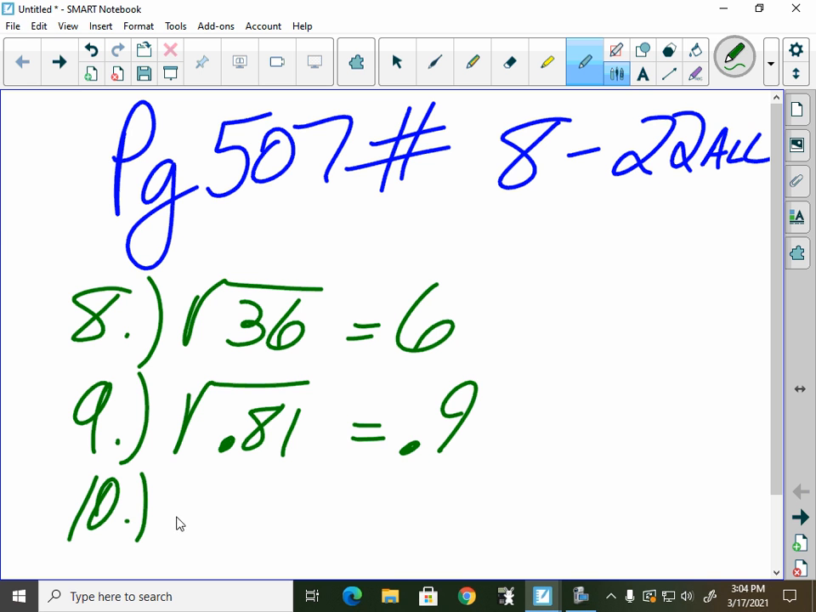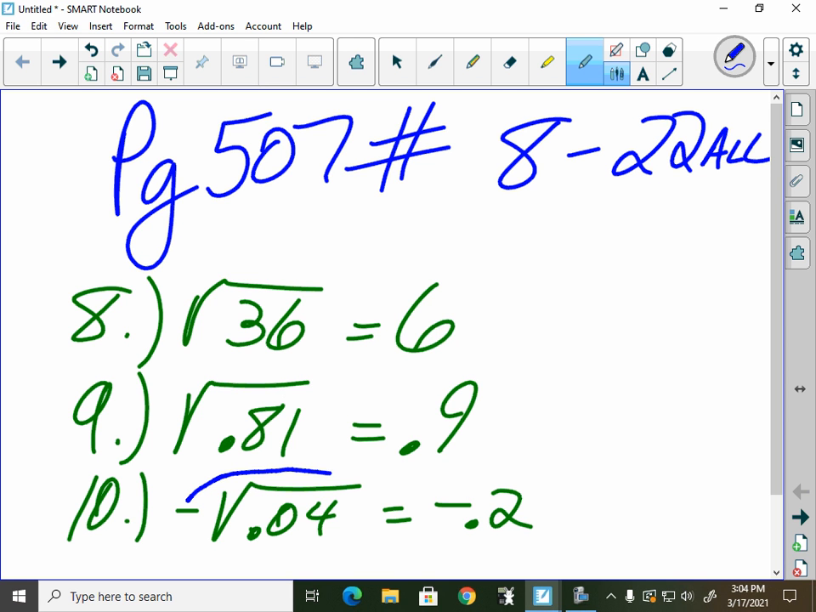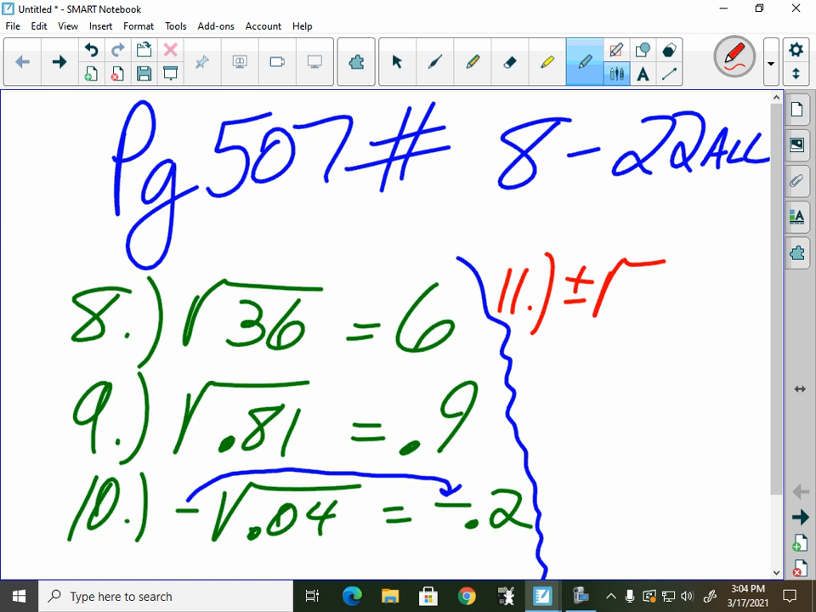Number 10, what is negative square root of 0.04? Well, that would just be negative 0.2. Remember, this negative symbol is just going along for the ride. Squiggle, squiggle, squiggle, squiggle. Number 11 says, what is plus or minus the square root of 9? This time we will have a plus or minus 3 because the original problem had a plus or minus on it. Any questions there?